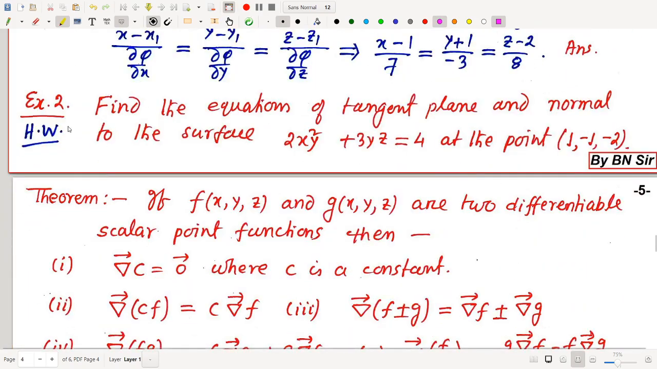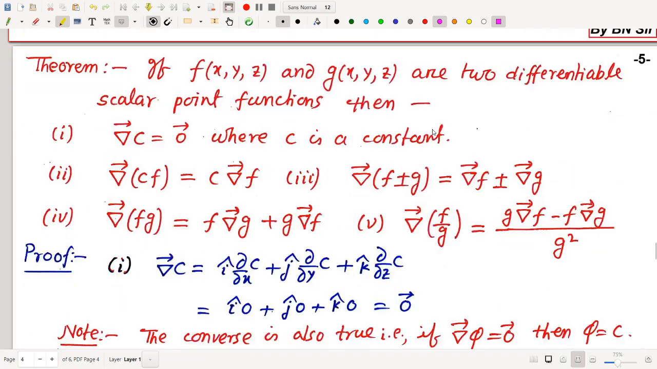So one example for homework: find the equations of the tangent plane and normal to this surface at the point given. It is similar to the previous one, you can do it.